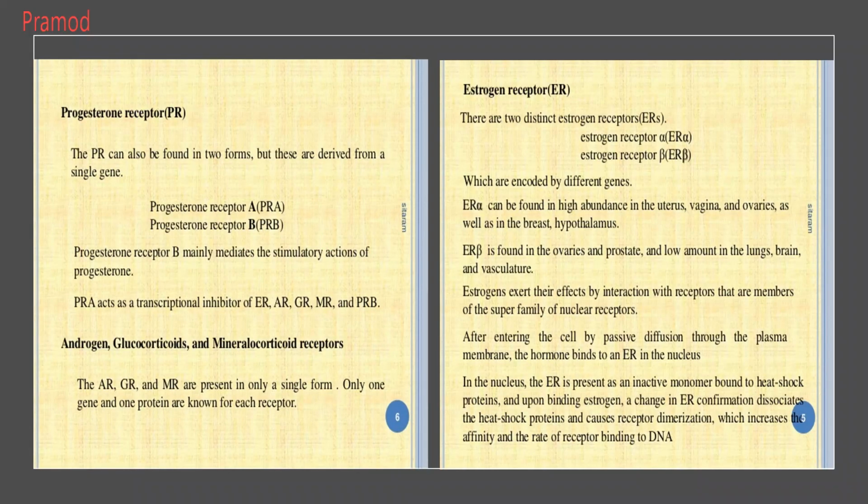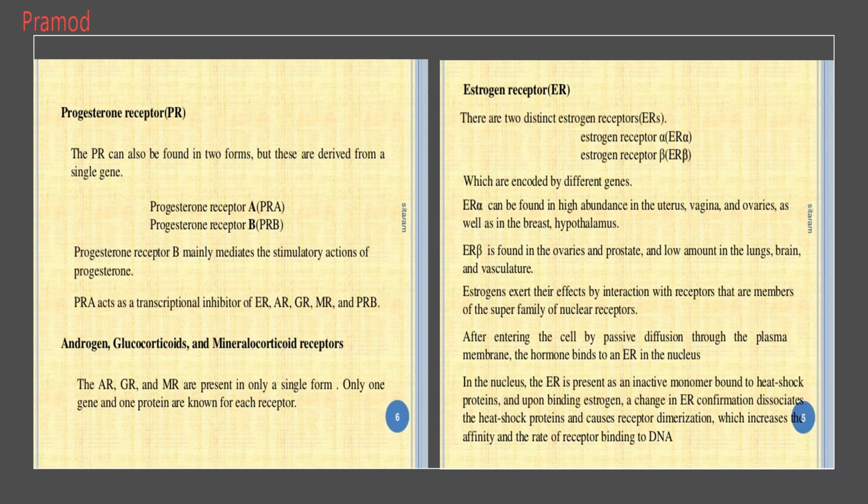Now these receptors. What are the different types of receptors that are present? First we will talk about progesterone receptors. These progesterone receptors are of two types. They are all derived from a single gene. They are progesterone A receptor and progesterone B receptor, known as PRA and PRB. Progesterone B receptor mainly mediates the stimulatory action of progesterone. Once progesterone binds with the progesterone B receptor, this will initiate the activity of progesterone.